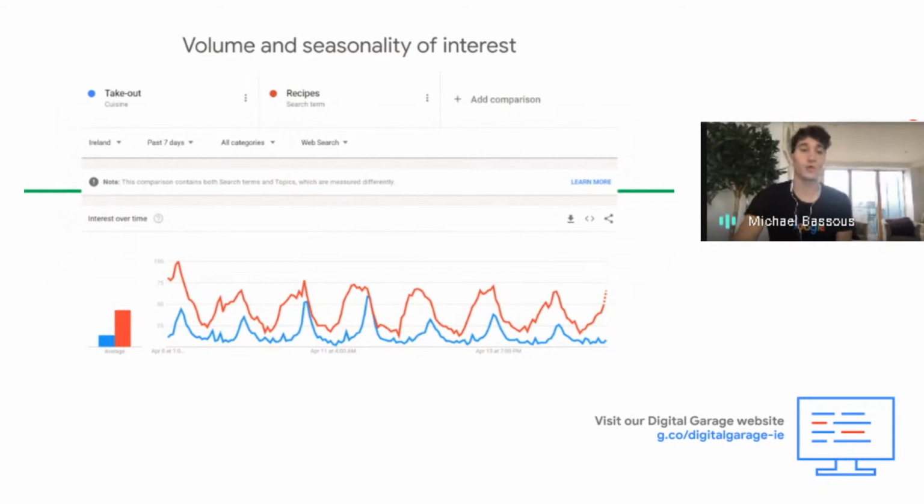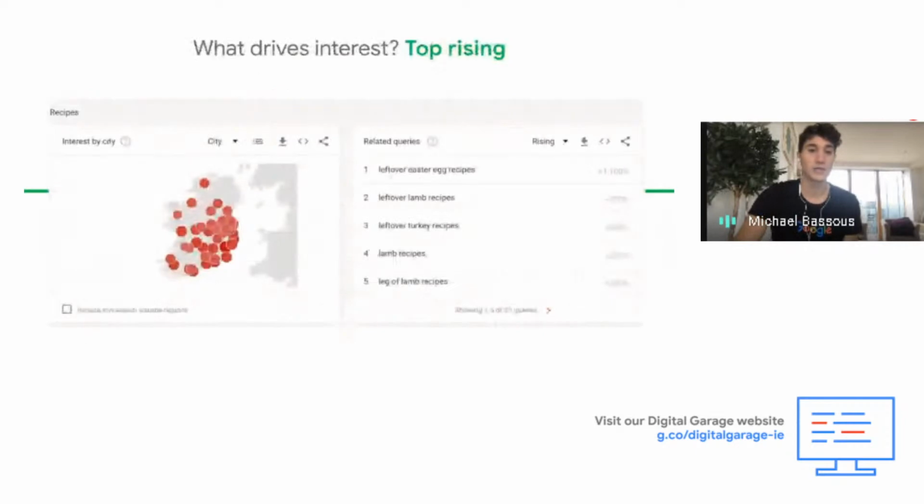So that being said, although the top searches for recipes are much higher than takeout, takeout also has a trend line that we can notice at many points is at some times the same amount of searches as recipes. And this is where the Google Trends insights become valuable. When we search for a term in Trends, you can also explore the top searches, rising searches, and searches related to your term. This is an example from Ireland in the last 7 days, as we mentioned, between recipes and takeout. But I think for now, we're just going to stick with recipes.